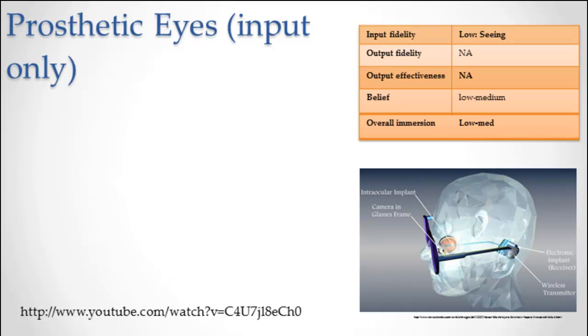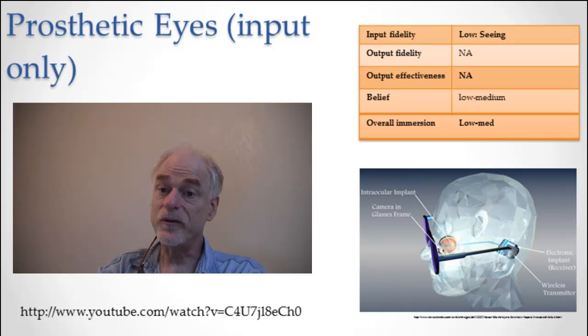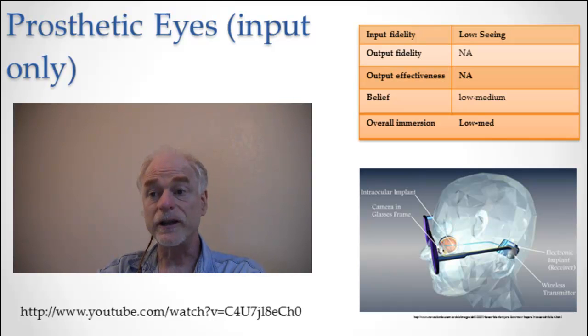So very similar profile to prosthetic ears are prosthetic eyes. And you can see from this video, the guy could tell an apple from a banana, but not very well, right? So once again, very low fidelity. Once again, there's no output to it, it's input only. And the same idea of low to medium belief and immersion.